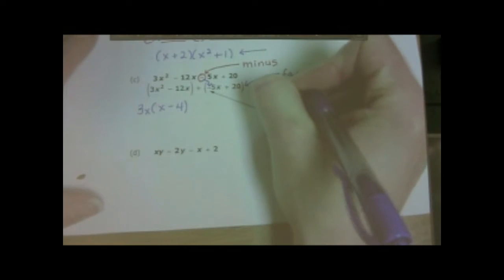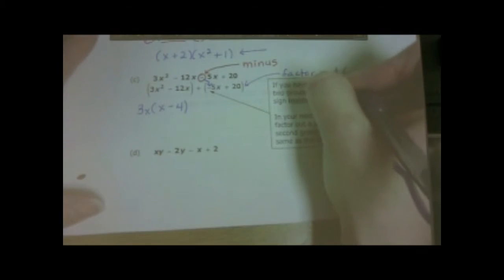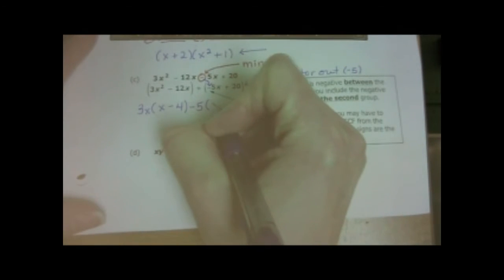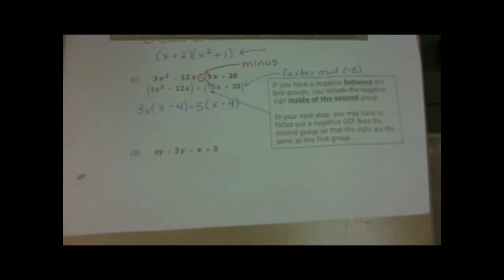Factor out negative 5. So when I do that, I'm going to have a minus 5 here. That's going to change this sign to positive and this sign to a minus sign.